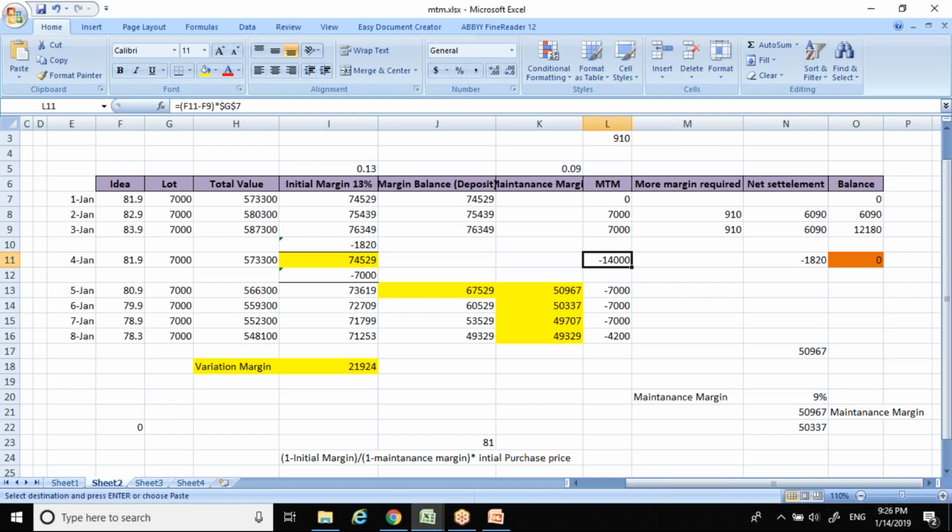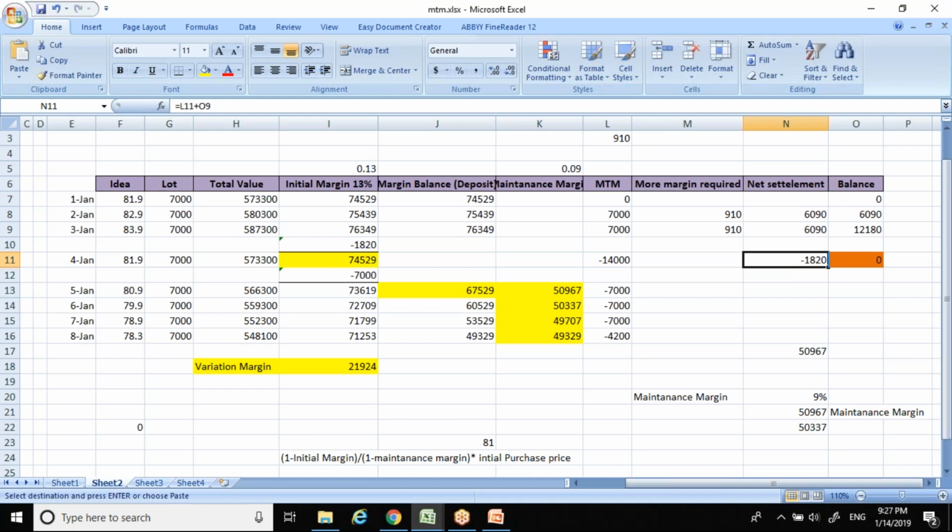So what the exchange or your broker does is reduce this amount from your account balance. That is done automatically, and you are not bothered at all. However, after reducing 14,000 from your account, which had a balance of around 12,180, your account balance is still in a negative state. So around 1,820 rupees is short.